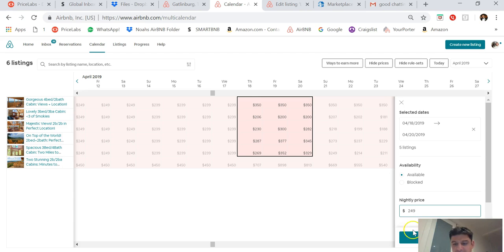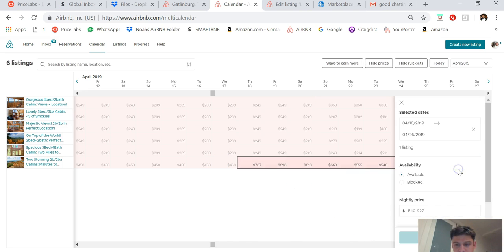Now let's get to the price a little bit. We're getting closer to May. May's a great month. So we're getting closer to May. It's going to be nice out. Let's keep the price high. Let's go to 249 now. For both cabins.